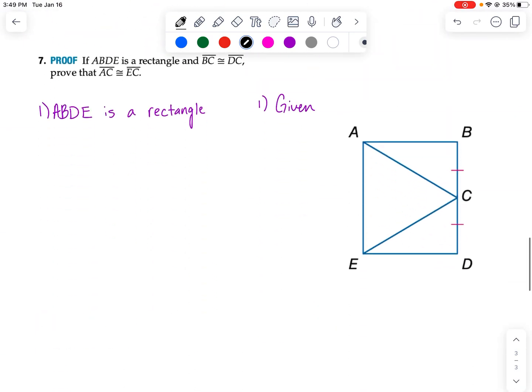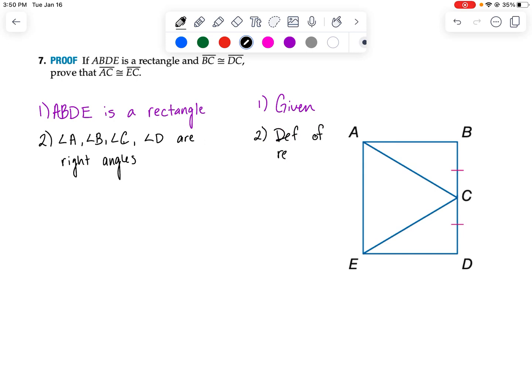So my second step, I should say that angle A, angle B, angle C, angle D are right angles. And that's by the definition of rectangle. So let me mark those in. Mark this in, mark this in.